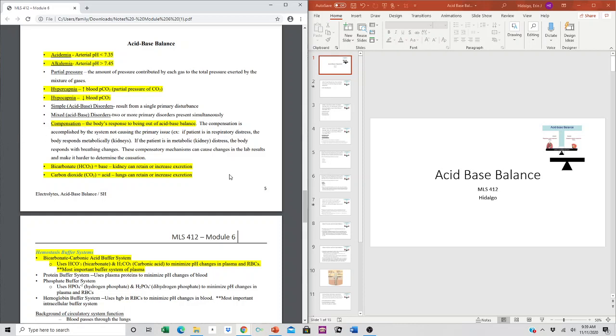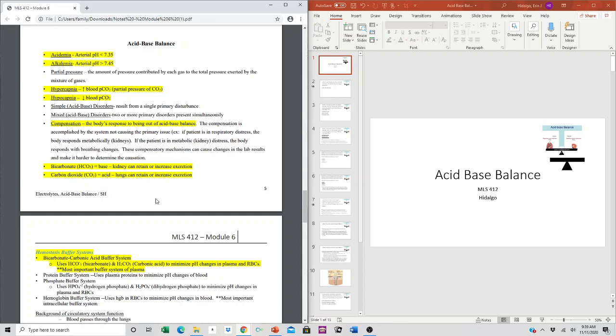Or what the favorite way they have of asking compensation questions is usually, the patient is in metabolic acidosis due to blah blah. Which of the following would be the patient's compensation for this? And then you're picking how the body would respond. We're going to go over this stuff, but it's just to make sure that you understand what this term is and what we're talking about. So compensation is not the disorder. Compensation is the body's natural response to trying to fix this disorder.